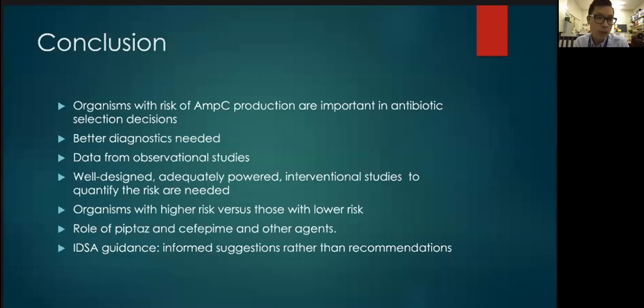And in conclusion, these organisms that are at risk of AmpC production are important in antibiotic selection decisions, and better diagnostics are needed to pick them up. A lot of the data are still from observational studies, and better designed, adequately powered interventional studies are required to quantify the risk of which organisms, what danger they pose, and which are higher risk versus lower risk, and also looking at the role of the different antibiotics, such as cefepime and other agents.